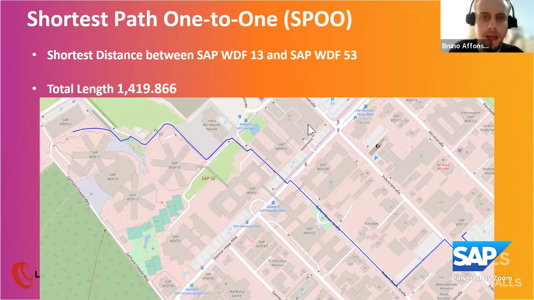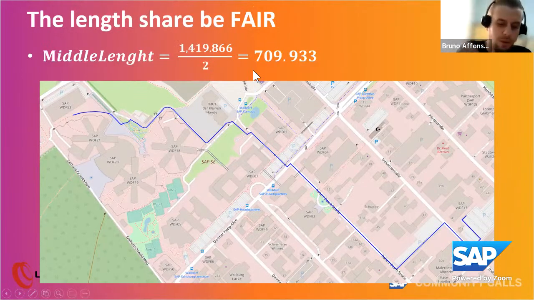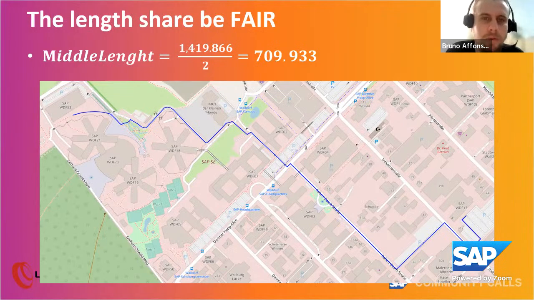And so first of all, let's determine the shortest path between the 2 points. And I find the sequence, okay. The sequence has 70 edges with this total length. And with this total length, we must be fair, right? So let's divide this length by 2, and we get the middle length.